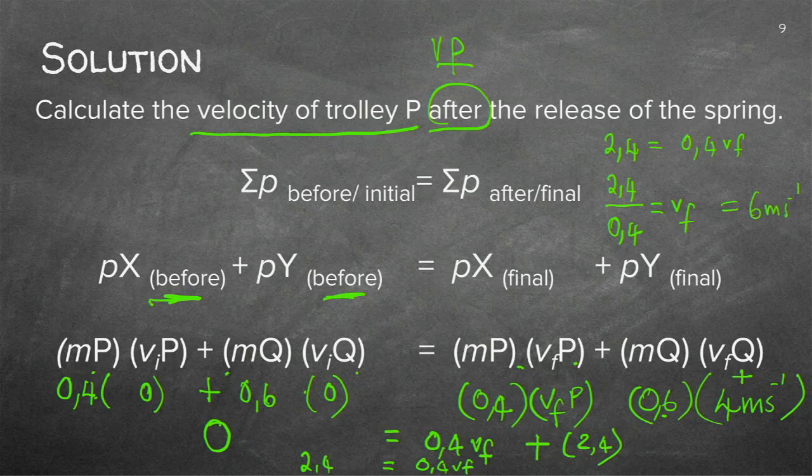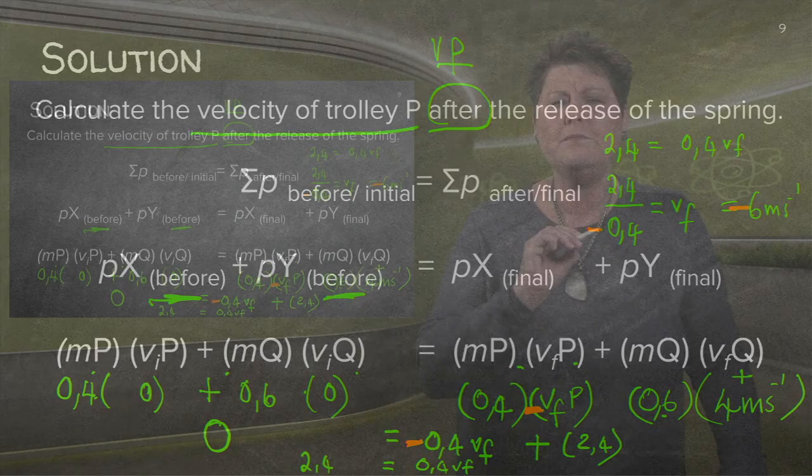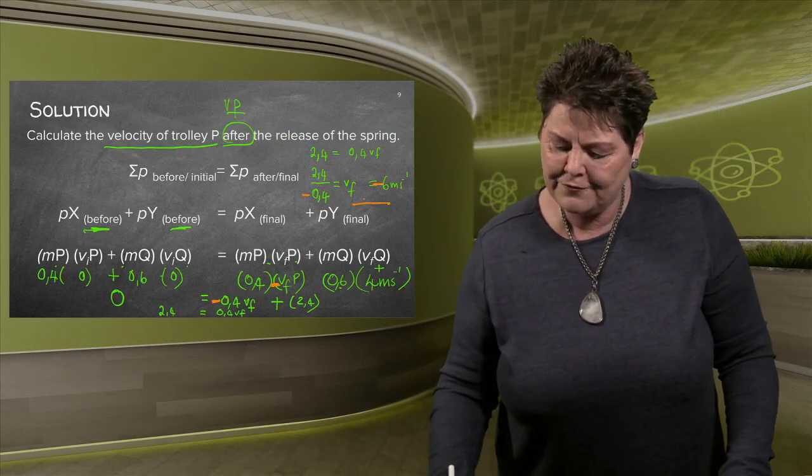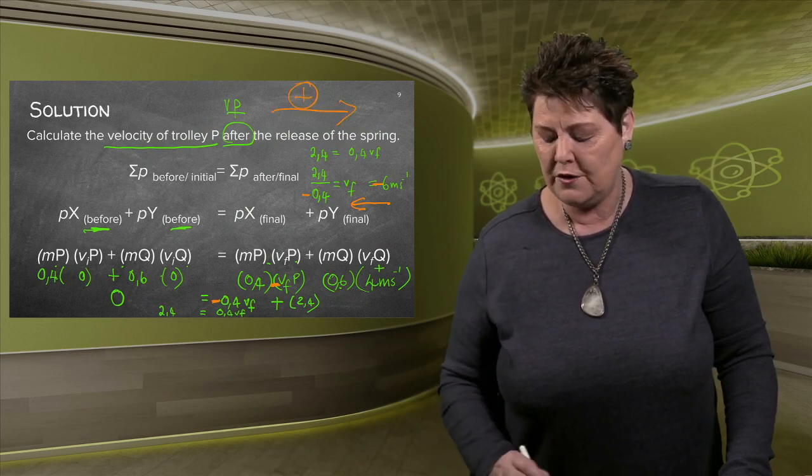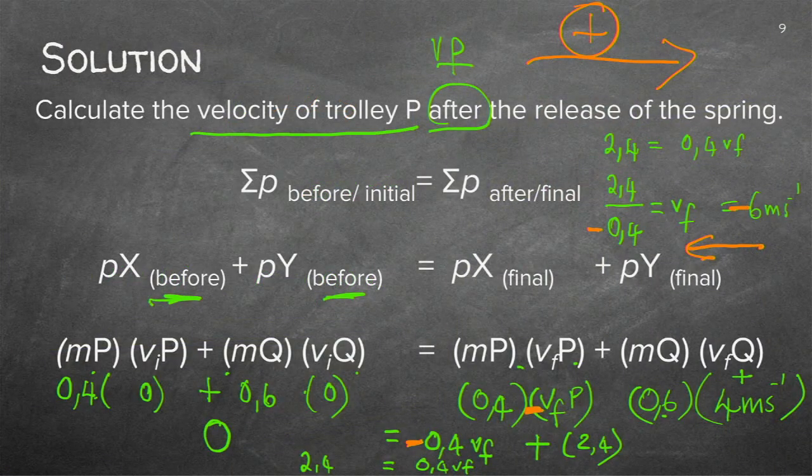The only problem is they told me that this trolley will move in the opposite direction. So this V would have been minus, which makes this a minus, and therefore my answer is a minus. And what does that minus mean? To the left, because you chose to the right as positive. So trolley P will be moving to the left with a velocity of minus 6 meters per second.